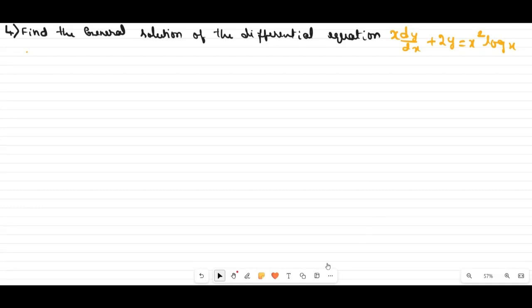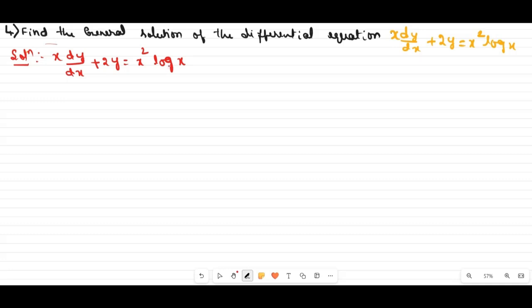Find the general solution of the differential equation x into dy by dx plus 2y is equal to x square log x. Let us first convert it into the standard form of a linear differential equation. So x into dy by dx plus 2y is equal to x square log x. This is the question.